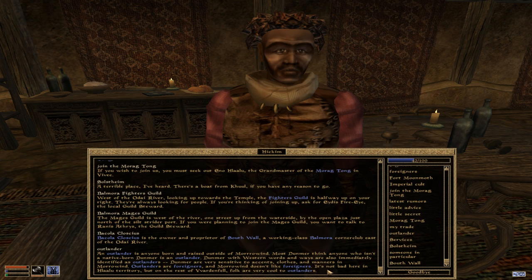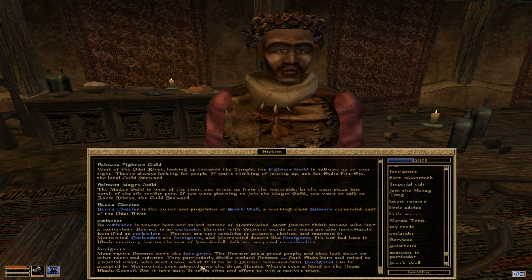It is not bad here in Hlalu territory, but in the rest of Vvardenfell, folk are very cool to outlanders. Foreigners, who is that? Most native Dunmer don't like foreigners. The Dunmer are a proud people, and they look down on other races and cultures. They particularly dislike Outland Dunmer, dark elves born and raised into imperial ways, who don't know what it is to be a Dunmer born and bred.